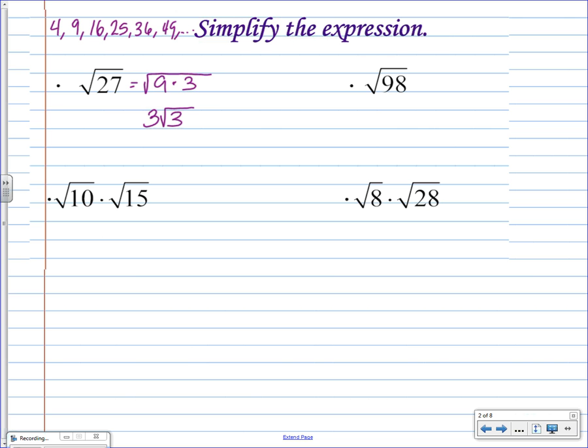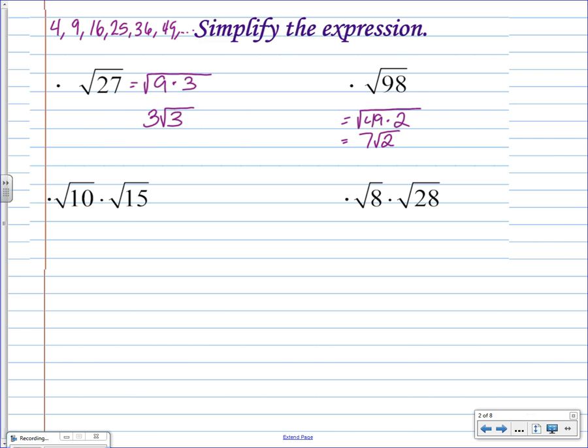We're going to do the same for 98. The square root of 98 is 49 times 2. And the square root of 49 is 7. And the square root of 2 is square root of 2. Okay, not too bad so far? Great. So let's go on to the next one.